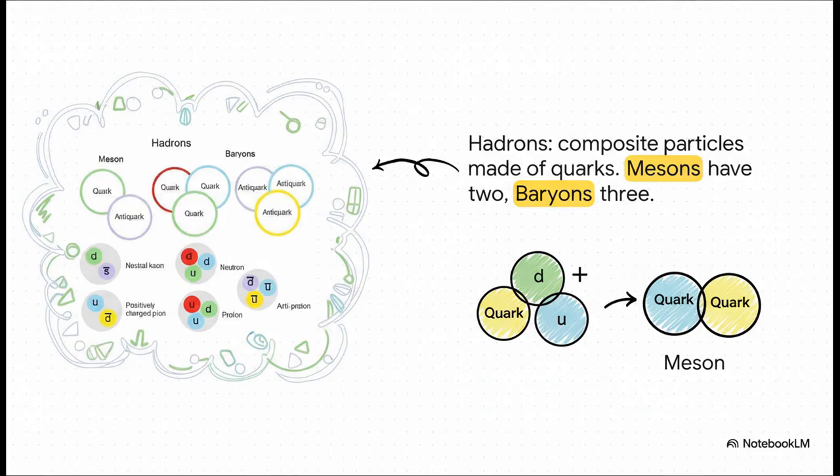Well, these particles built from quarks are called hadrons. If you stick two quarks together, well, technically a quark and an antiquark, you get a meson. And if you stick three quarks together, you get something called a baryon.